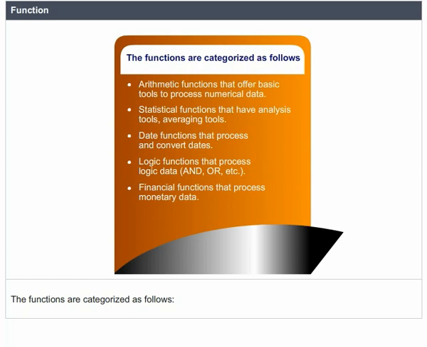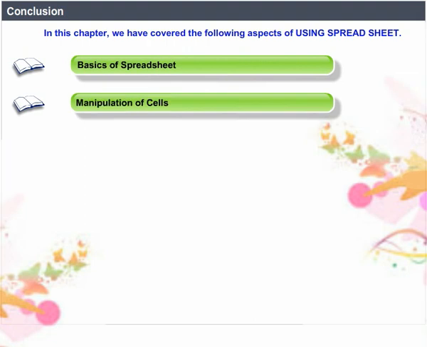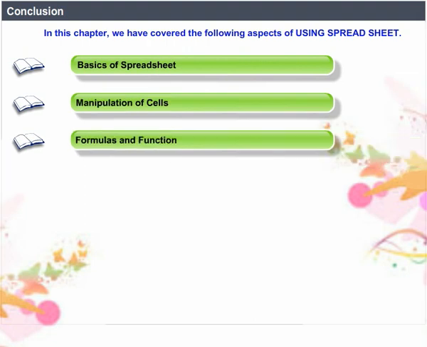Conclusion. In this chapter, we have covered the following aspects of using a spreadsheet: basics of spreadsheet, manipulation of cells, formulas and functions, and printing of spreadsheet.